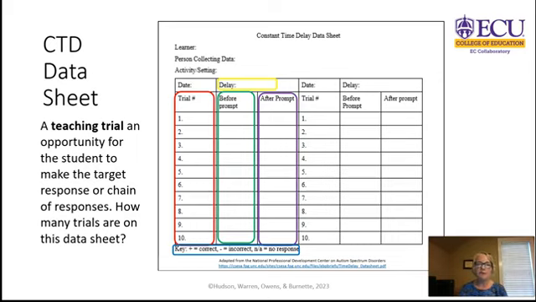In the red box, you'll see where you list the trials. That's where you put whatever stimuli it is you're teaching. And the green box indicates that they say the answer before the prompt, before you do, or after the prompt, after you tell them they say the correct answer. Again, during 0-second delay trials, you can't have any before the prompt responses because you're telling them immediately the answer.